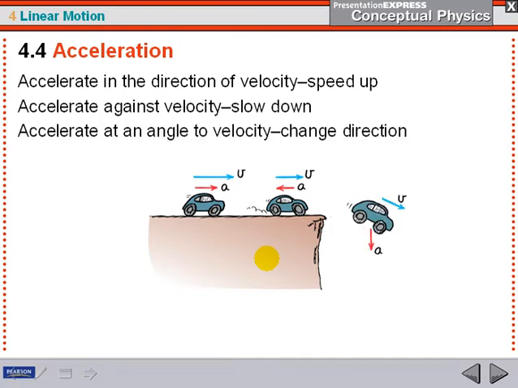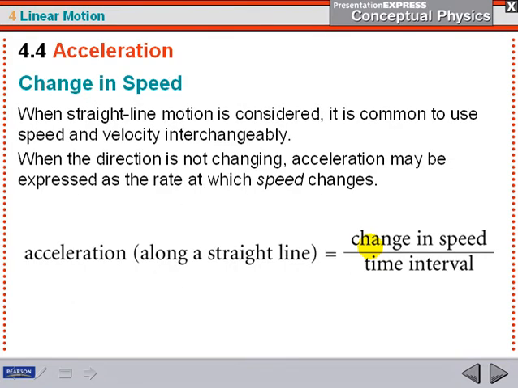Now, the car goes over the cliff, and you can see our velocity has changed direction. It might still be the same magnitude, but it's changing direction. And our acceleration now is going downwards because gravity is pulling it downwards. So it's changing its velocity in the downward direction.